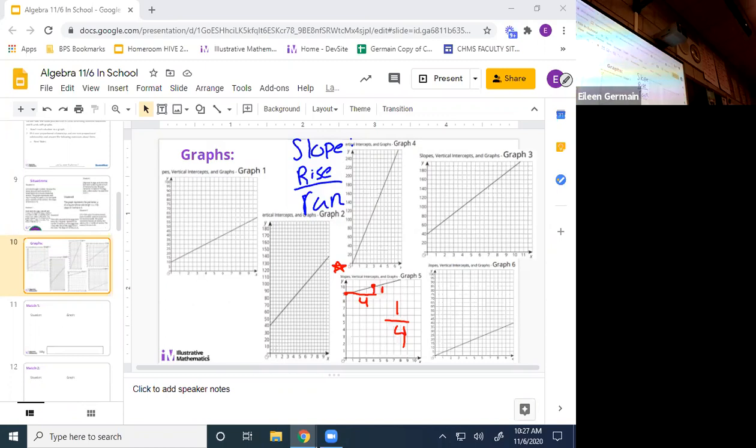If you want to, on the matching slides, you can throw the graphs on there and make them larger so that you can more easily find the slopes.